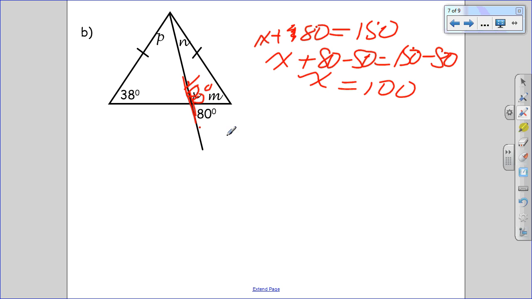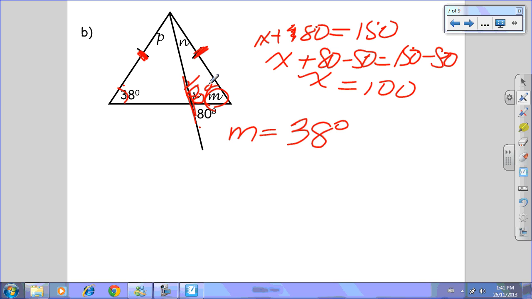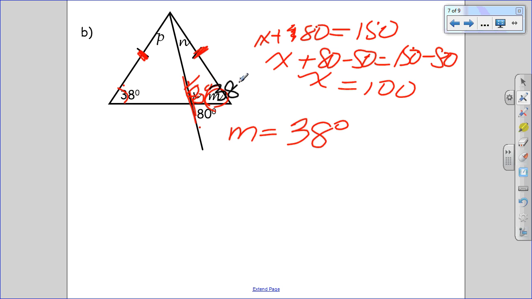The next one that's easy to solve for is angle M, because I see these two markers here, which tells me I have an isosceles triangle, which means this angle here and this angle here, the two angles at the bottom of the equal sides, are equal. So angle M is 38 degrees. So now, let's get a different color here. That's 38 degrees right there.